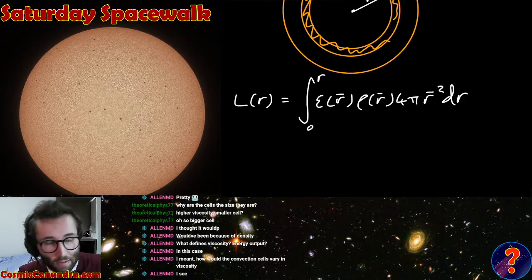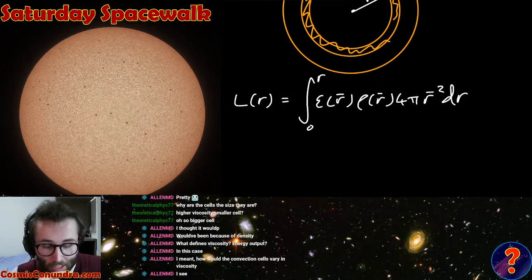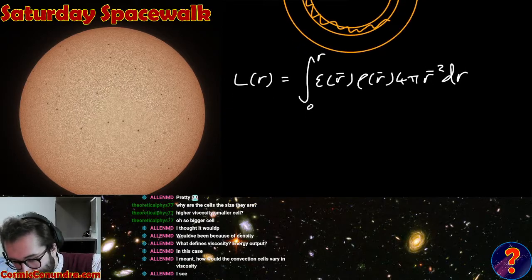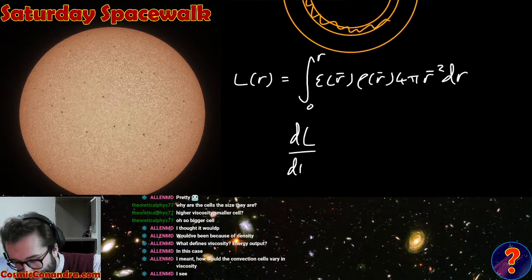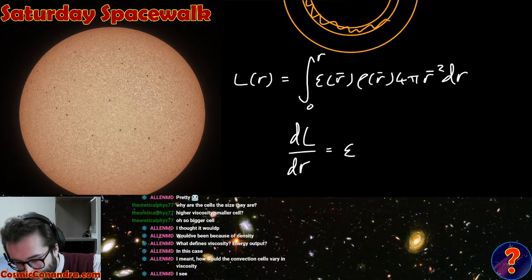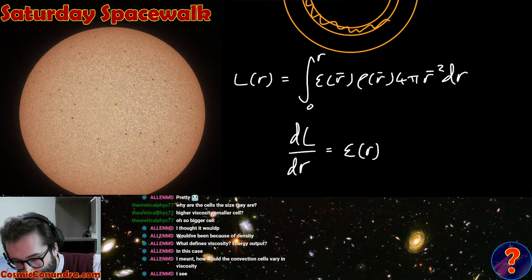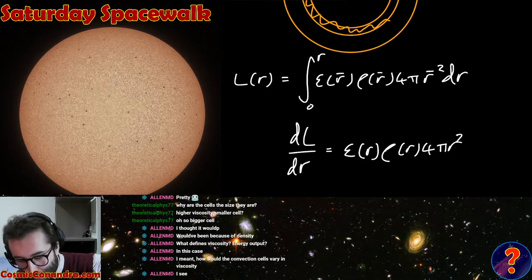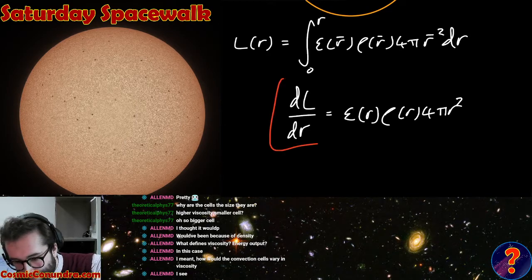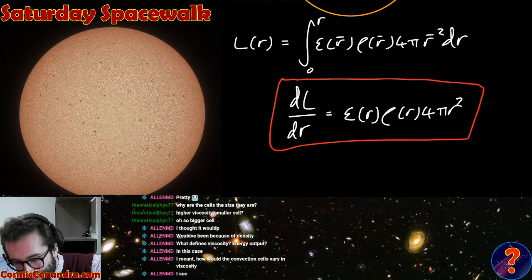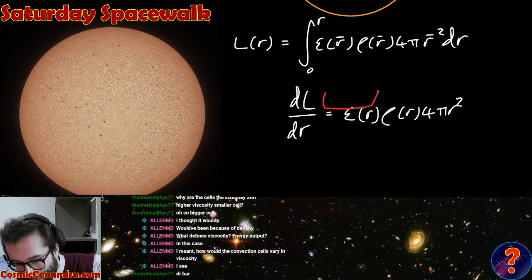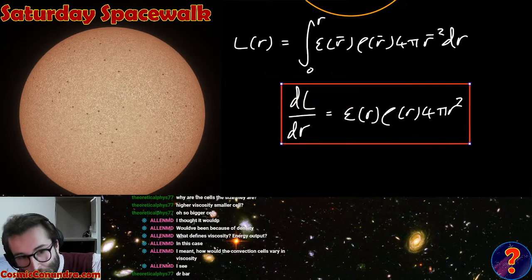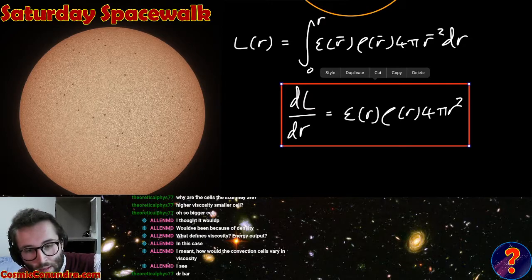And now, just like we did with the mass continuity equation, we can invert this expression. We can differentiate both sides with respect to r, and we end up with dL/dr is epsilon(r) rho(r) 4 pi r squared, okay? Come on, make a box. And I'm going to call this the energy continuity equation.